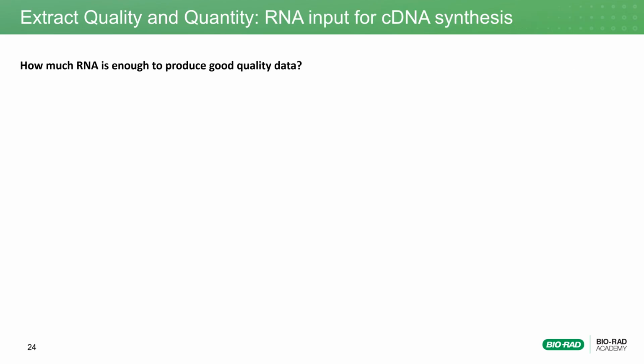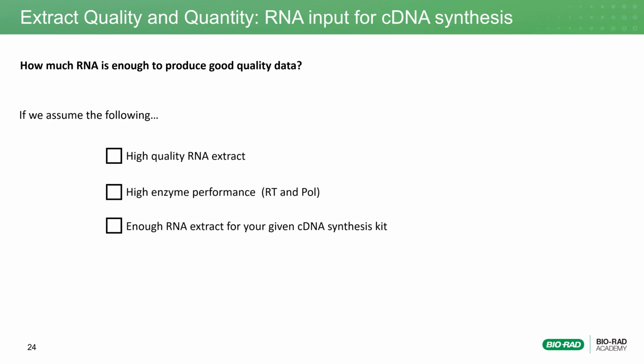Now that we've considered a few methods to measure both the quality and quantity of an RNA extract, let's explore how much RNA is required for appropriate detection of a particular gene of interest utilizing RT-qPCR. If we assume that the RNA extract is of high quality and that the polymerase and reverse transcriptase are performing efficiently, and that the quantity of RNA extract is sufficient to satisfy the recommended cDNA synthesis steps within the protocol, then we can begin to make an educated guess of how much RNA extract to use based solely on the abundance of the target.